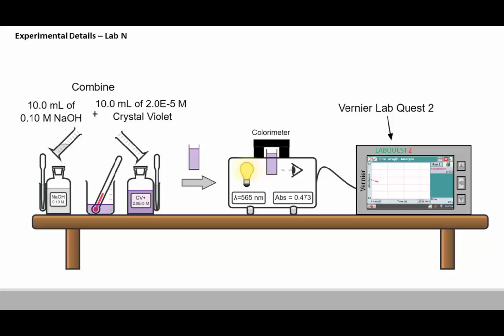A cuvette is rinsed once and then filled with the reaction mixture. It is quickly transferred to the colorimeter. Continuous absorbance readings as a function of time are recorded on the LabQuest 2 screen.